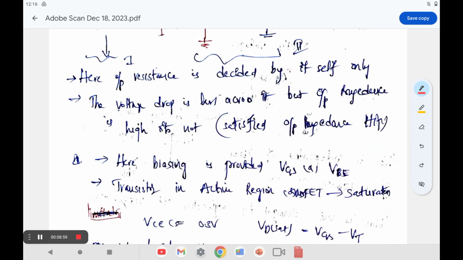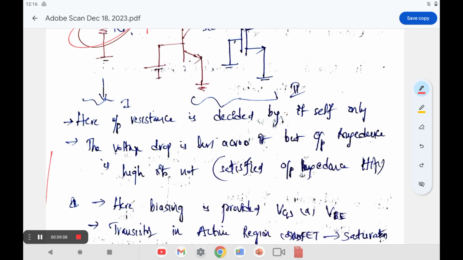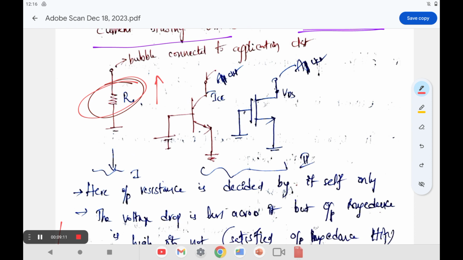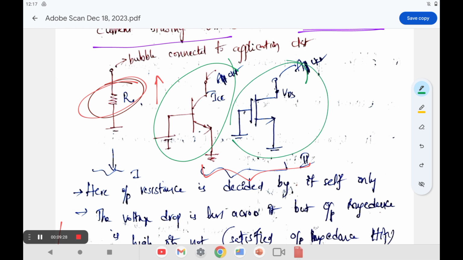In this case also, the biasing is provided by VGS, RBB, VG, VBE. So the problem in the first case is that the resistor itself decides the output resistance. For that purpose, instead of this resistor, I will take one more circuit. We can build it with the help of a transistor and with the help of a MOSFET. In the transistor case, we just take some biasing voltage; it is a CE configuration. It is a MOSFET with a CS configuration.